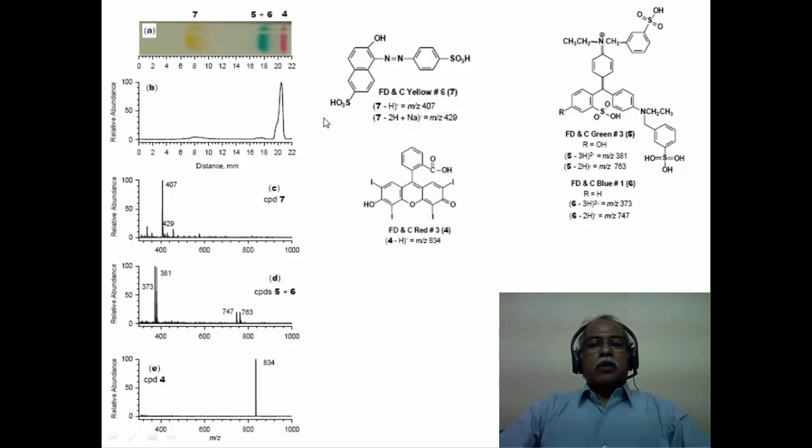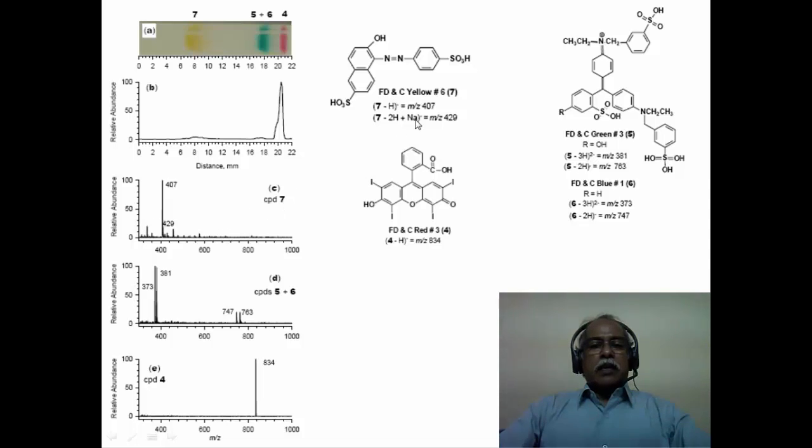Now, if you select the mass of these dyes and run a chromatogram kind of a thing, you will see that when the mass is selected for compound number 4, which is this one, for example 834, that gives a maximum peak at a distance of about 20 millimeter on the TLC plate. You can see here that 0 to 22 millimeter is the TLC plate length, and around 21 millimeter or so is this part, which corresponds to the molecular weight of 834. Now, as the TLC plate is moved from one spot to another, each spot is analyzed by the electrospray ionization mass spectrometer.